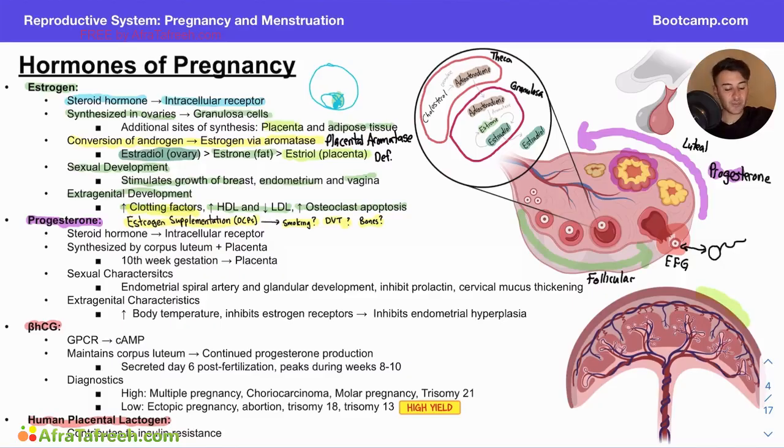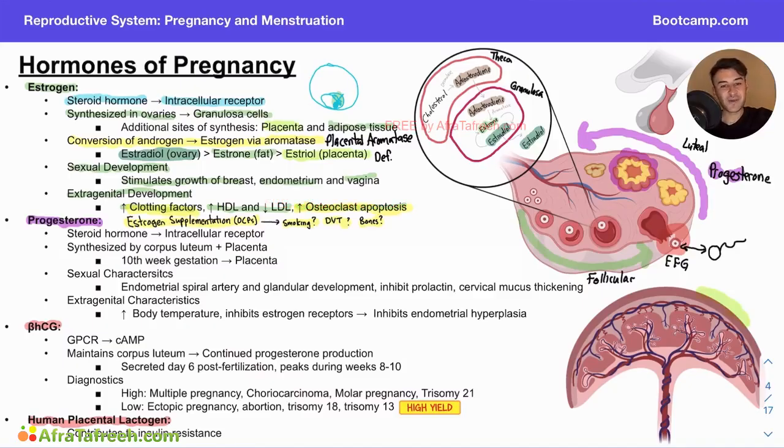And then what do we ask about bone health? Well, with our increased osteoclast apoptosis, we know that osteoclasts break down bone. So if we inhibit these osteoclasts, we are actually going to have healthier bone. So you can see how test writers like to incorporate the physiology of estrogen into asking about pharmacology and options for patients in terms of contraception.